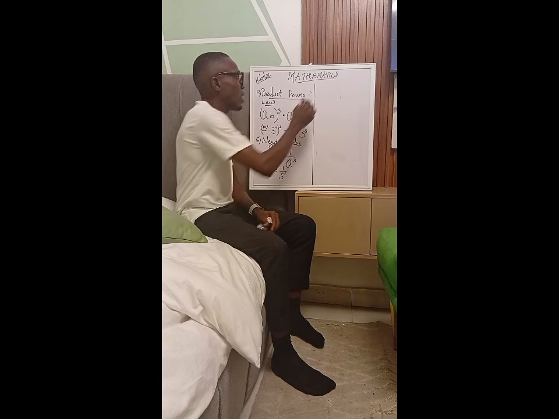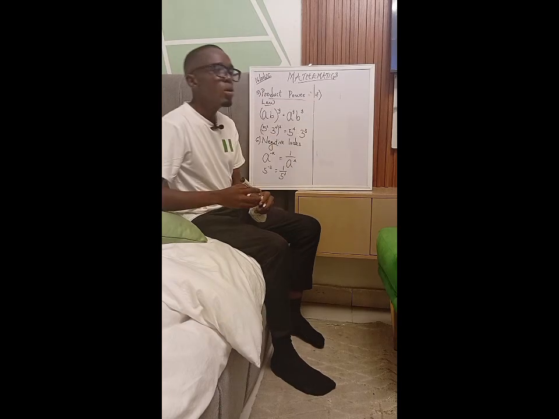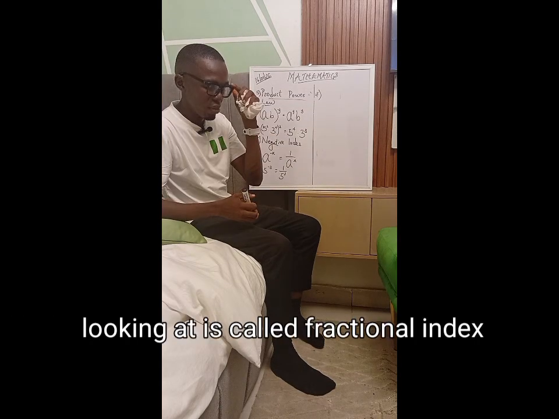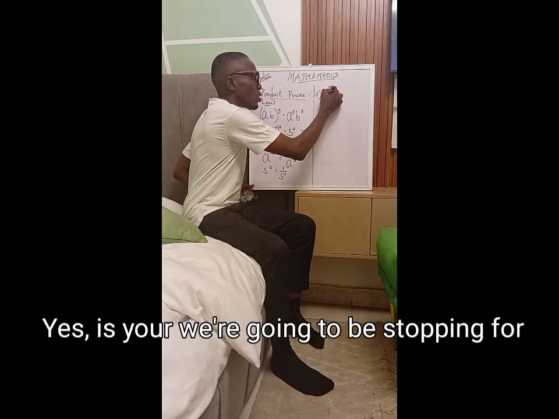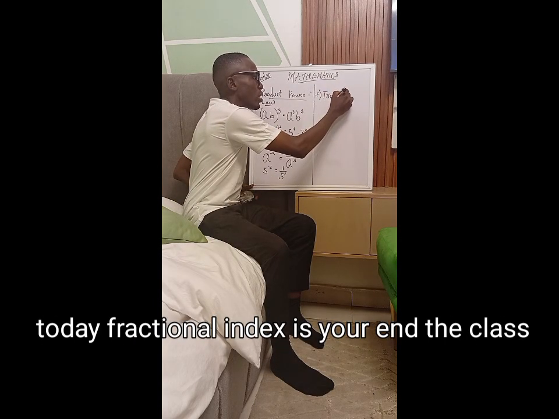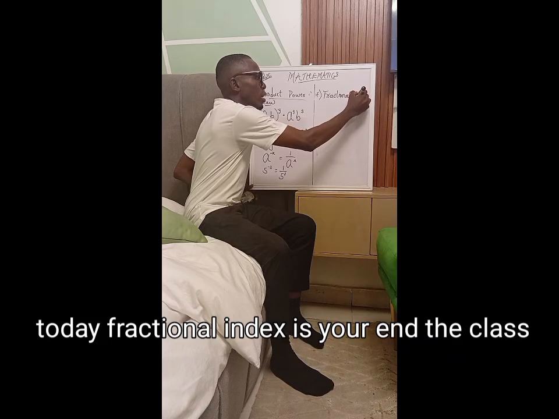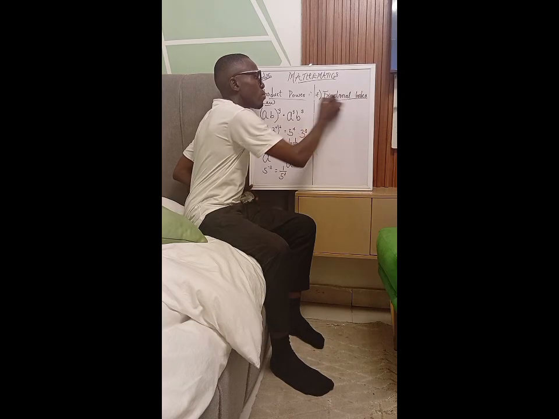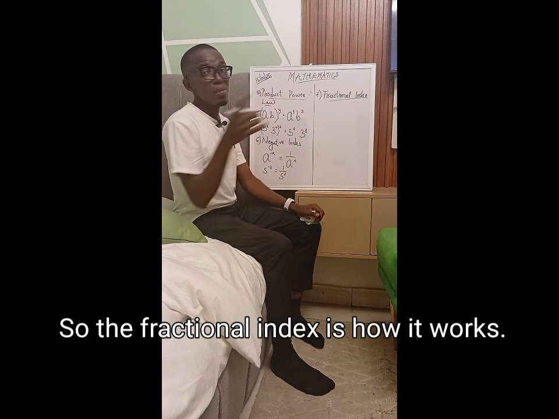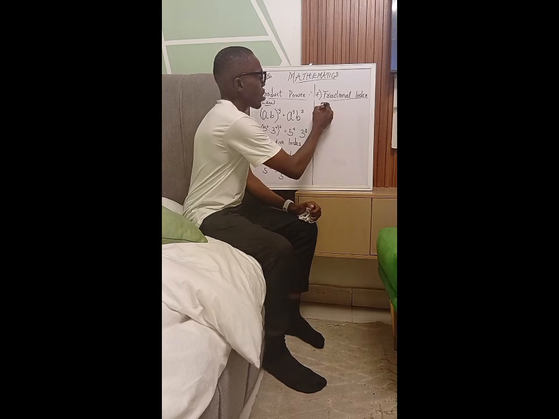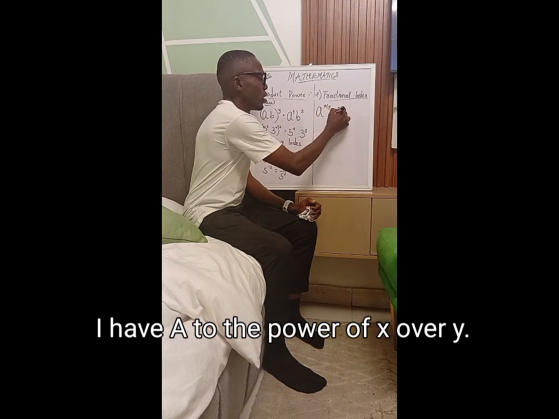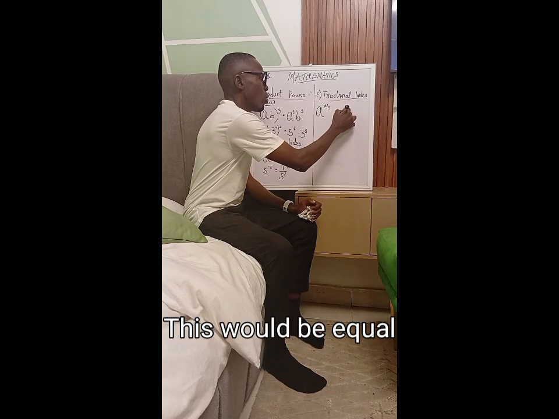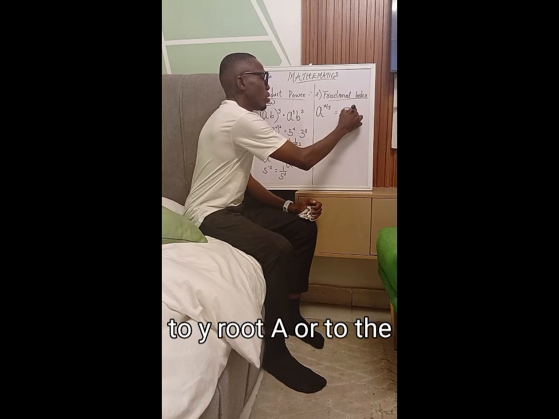As simple as that. Now the seventh law, which will be the last law we are going to be looking at today, is called fractional index. This is where we'll end the class. So the fractional index, this is how it works. I have a to the power of x over y. This will be equal to the y-th root of a, all to the power of x.